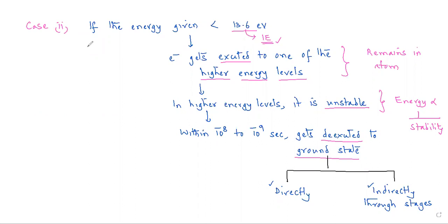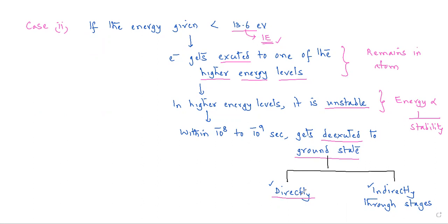So infinite energy levels are possible. Of course, electrons get excited to say the fifth, the sixth, the seventh, the eighth, the ninth, or 10th, any of these orbits. But in those orbits, it is unstable. So it has to get de-excited to the ground state. But within that also there are again possibilities.